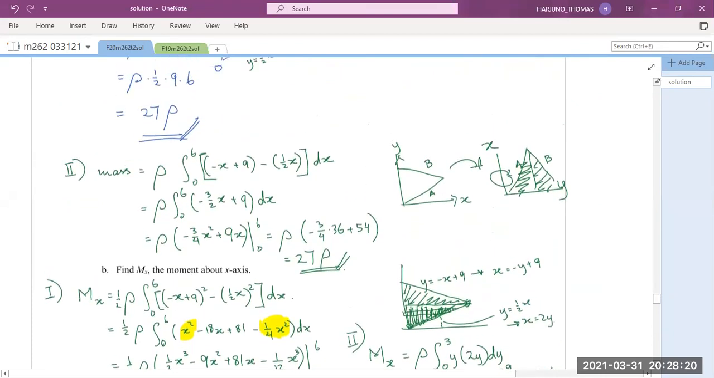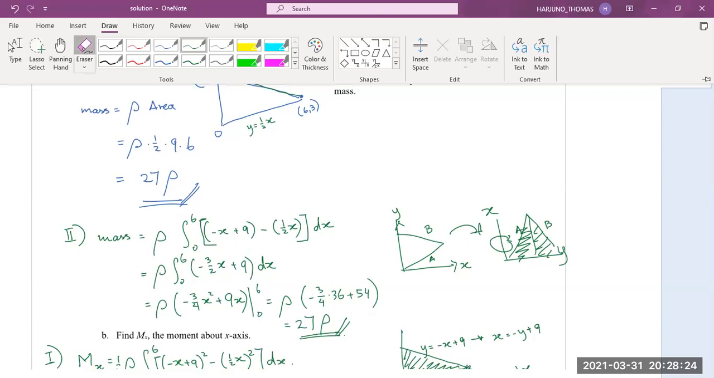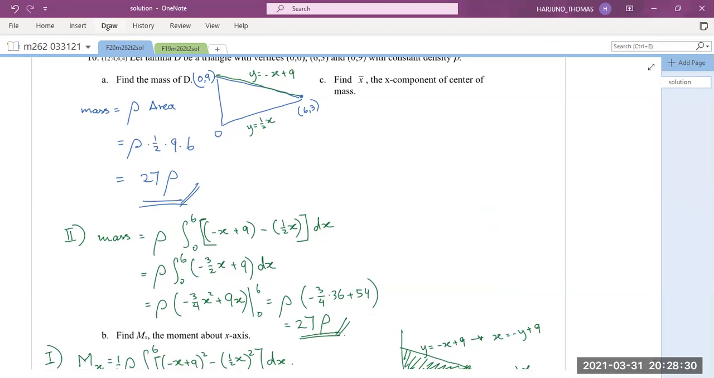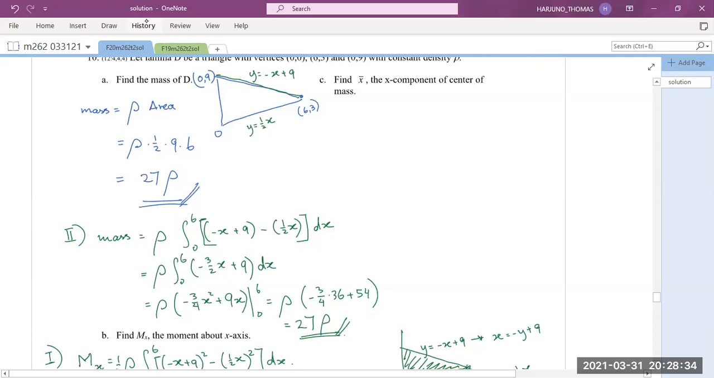Let's see, part C. Find the x bar, that is the x component of the centroid. Now to find the x bar, I need to first find the moment with respect to the y-axis divided by the mass.